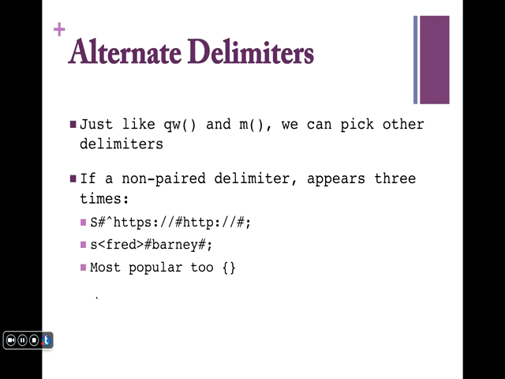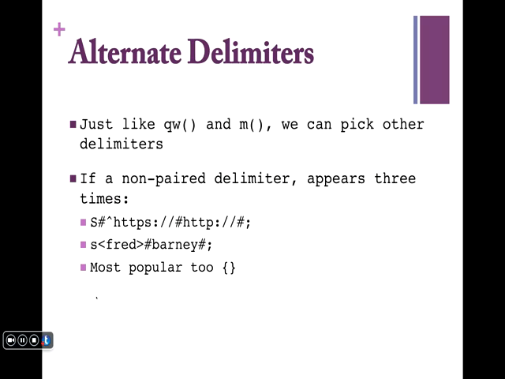Okay, what about alternative delimiters? We saw something similar to that previously, and here we're going to use it on the substitution. Like we said before with quoted words, we can use any kind of delimiters, paired or unpaired delimiters. We can use it with the m. So instead of using just a slash, we can substitute it, the same as we did with the m.